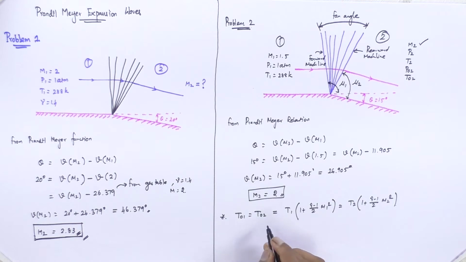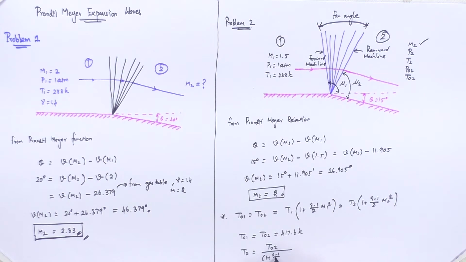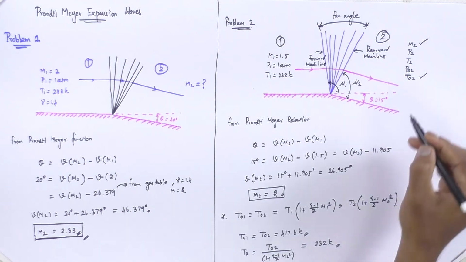From this relation, let us first calculate the stagnation temperature value. We know the values of T1 and M1, so if we calculate, we will get T01, which is equal to T02, as 417.6 Kelvin. Similarly, we can calculate the T2 value. T2 will be equal to T02 divided by 1 plus (gamma minus 1) by 2 M2 square. This will give us the value 232 Kelvin. Now we have found the T02 value and the T2 value.